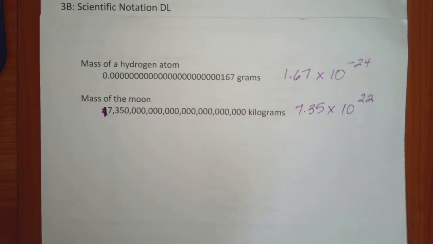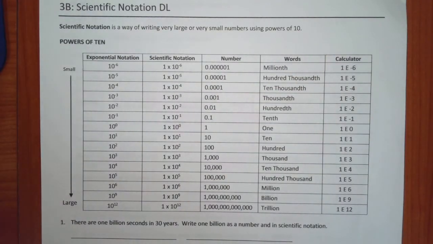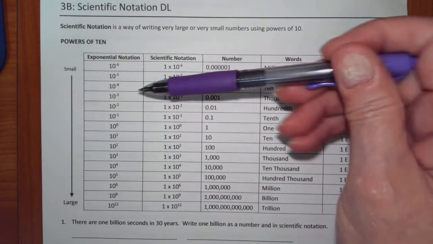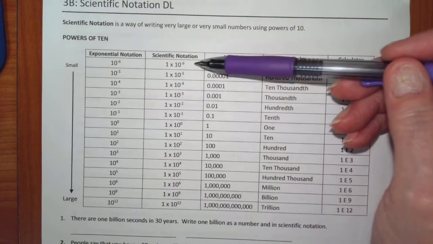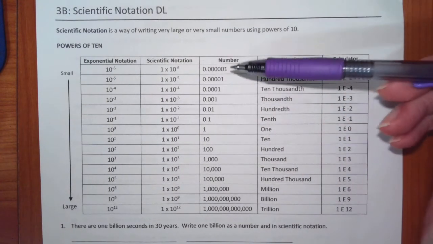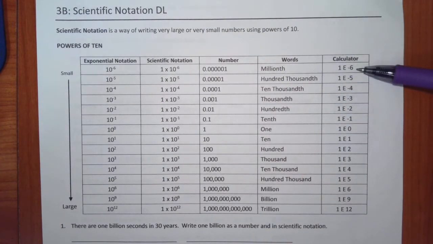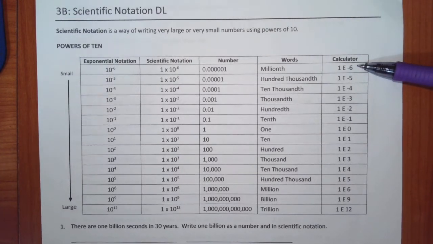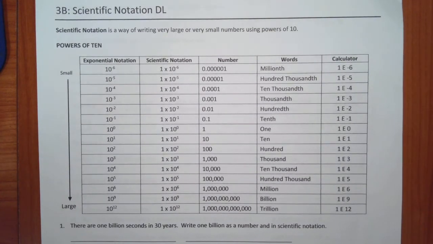But before we can use powers of 10, we need to understand what the powers of 10 are. A power is an exponent. I've created a chart here for you with what this means: the exponential notation, what the scientific notation would be, what the number is, what it is in words, and possibly what it will show on your calculator. This is the way it shows on mine, but you will want to explore your calculator to see whether you have to put it in a setting for scientific notation, exactly what you have to do.